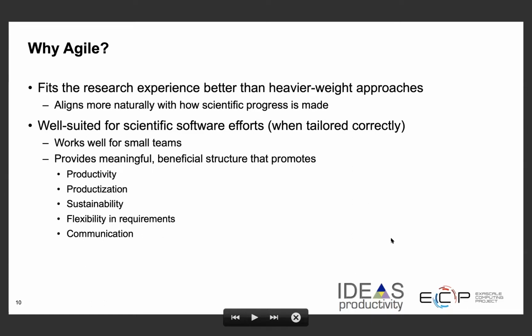Now with Agile, if you are a small team, you can pick and choose what kind of processes you really want to adopt: what is meaningful, what is improving productivity, what is improving sustainability, what is improving communication in a team. So instead of adopting a wide variety of processes that are not beneficial to you, you can actually choose what you want with Agile.